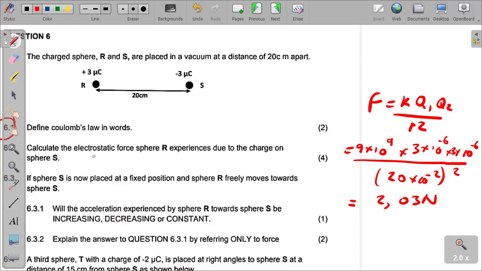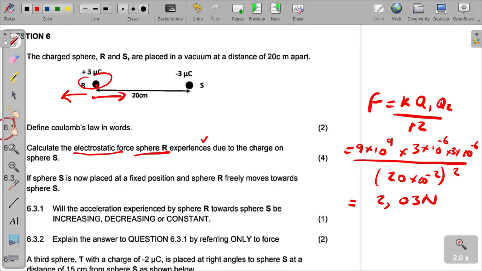That's the electrostatic force. But we have been told only to calculate the electrostatic force. It means we want the magnitude and the direction. They are saying the electrostatic force sphere R experiences is due to the charge on S. So it's R that is experiencing the electrostatic force. So in which direction shall R go? Shall R be repelled away from S, going to the left, or shall it be attracted towards S?